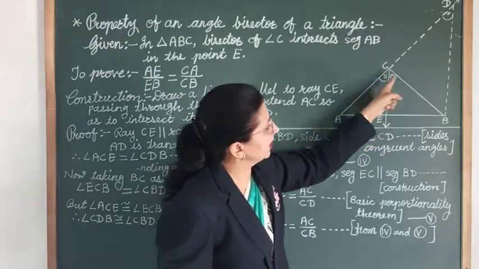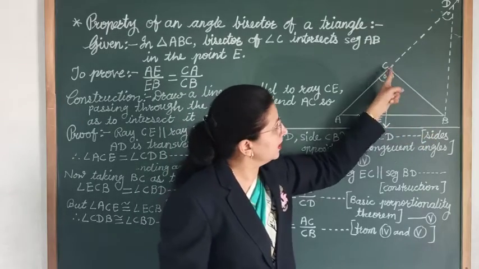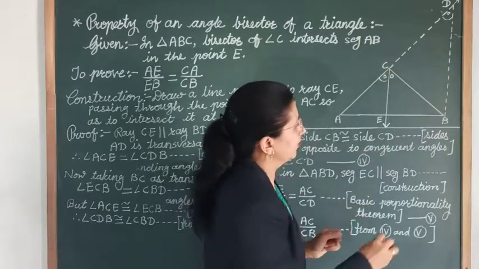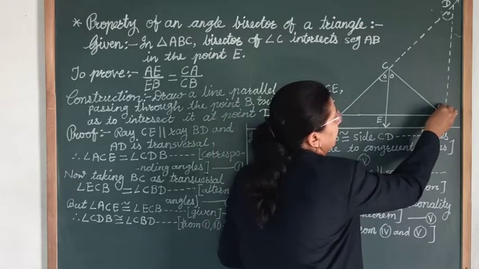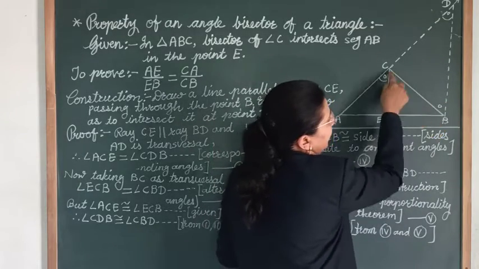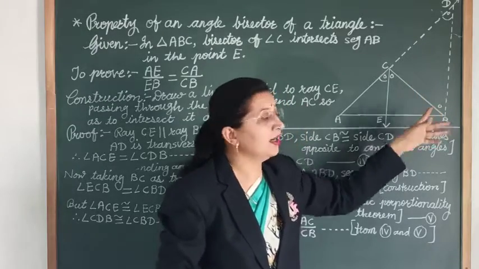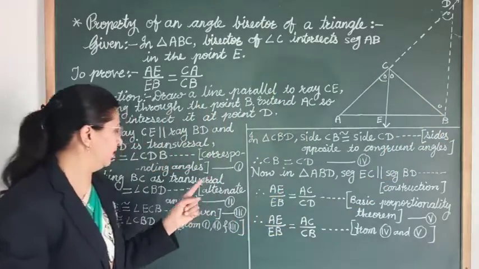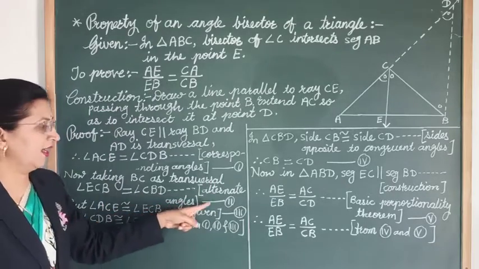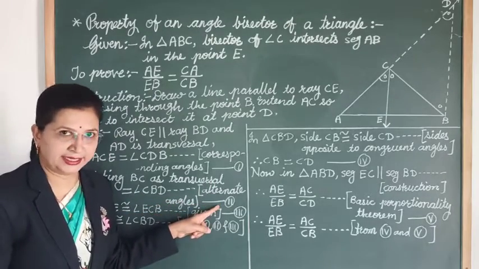Angle ECB is equal to angle CBD. You can see here angle ECB and angle CDB. So these are equal. Why are these equal? Because these are alternate angles. So here, alternate angles, give it as statement number second.